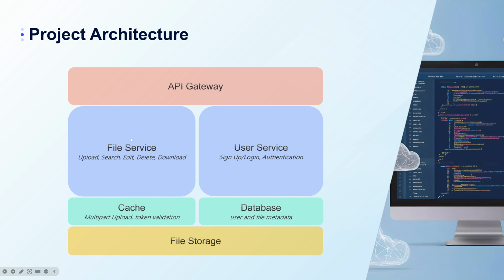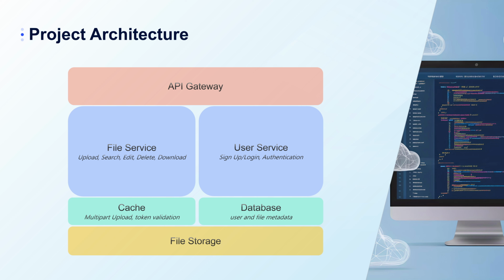And then the two main services that we're going to be writing are the file service and the user service. The file service will include upload, search, edit, delete, and download. And the user service is going to have sign up, login, and authentication. And when we go to deployment, I also want to add an API gateway layer as a single point of entry to all of our services.